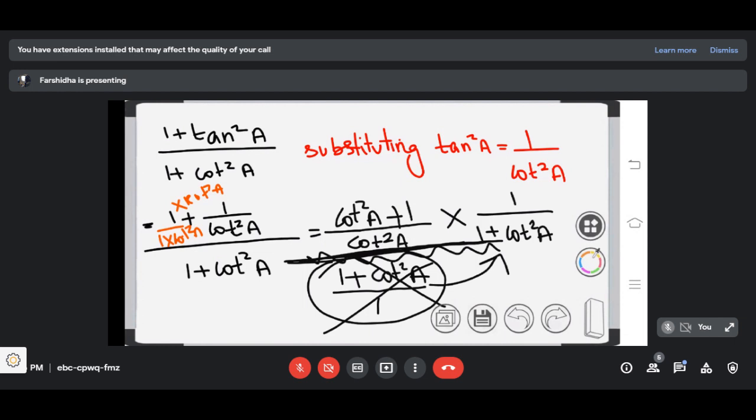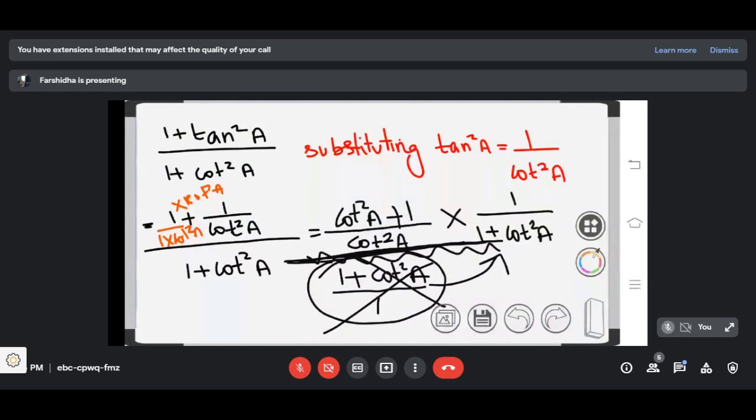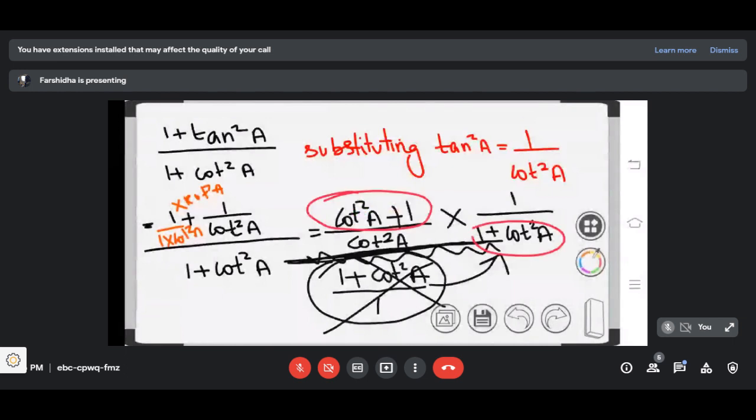So now you got cot square A plus 1 divided by cot square A into 1 by 1 plus cot square A. See here, cot square A plus 1. 1 plus cot square A is also cot square A plus 1. So you can cancel these two. Cot square A plus 1 on the numerator and 1 plus cot square A in the denominator, both are same, so you can cancel both.